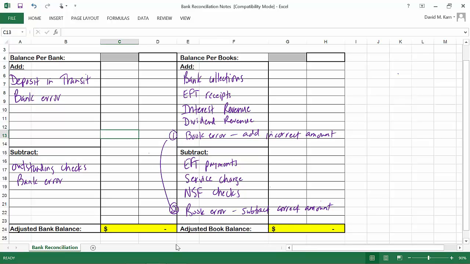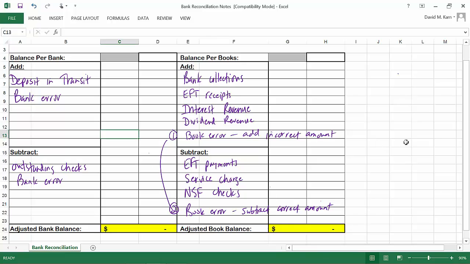That's why I have this 1 and 2, and it's kind of joined here. Always for a book error, add in the incorrect amount and subtract the correct amount so that you get this right 100% of the time. The one thing that you have to be careful of is, in my accounting lab, you may see this only have one space for one thing. They don't take this approach.